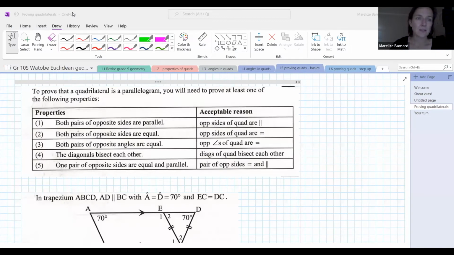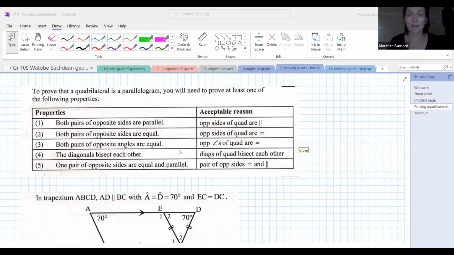And so this lesson and the next lesson, we're going to spend doing this part of the work. And then we will move on to the midpoint theorem and do a big chunk of revision for your paper two when we do midpoint theorem. Okay. So how do we prove that a quadrilateral is a parallelogram?